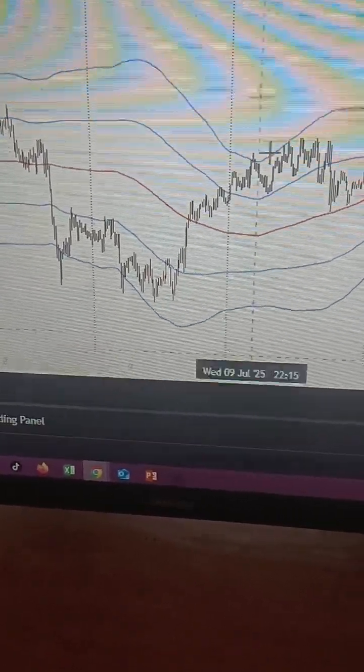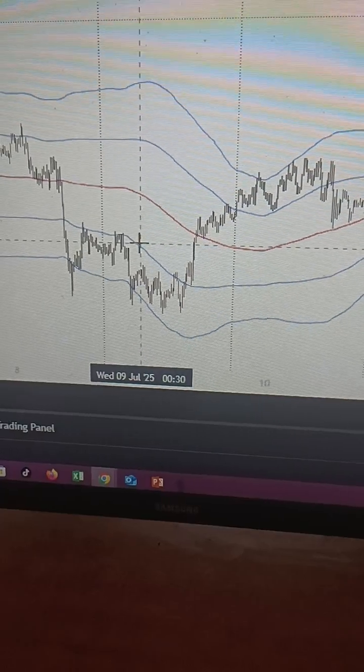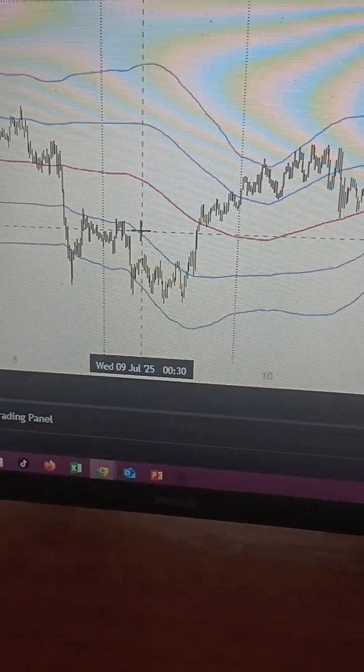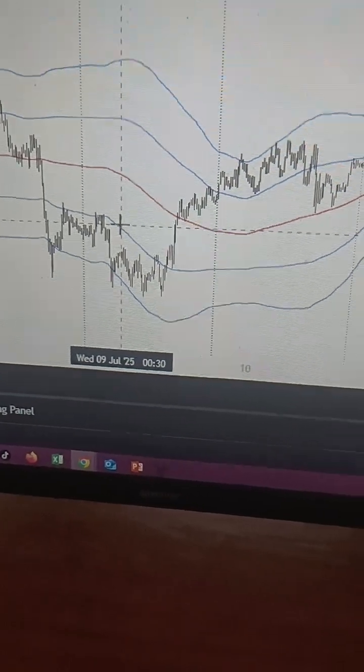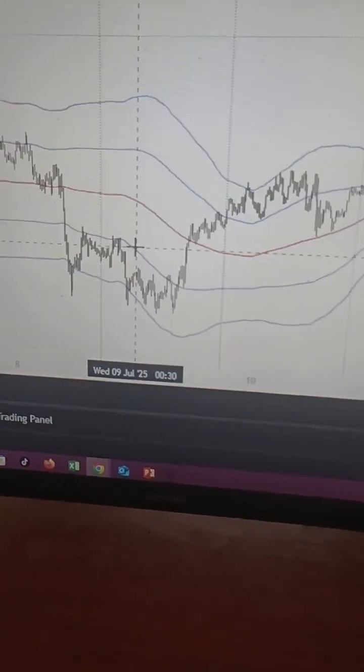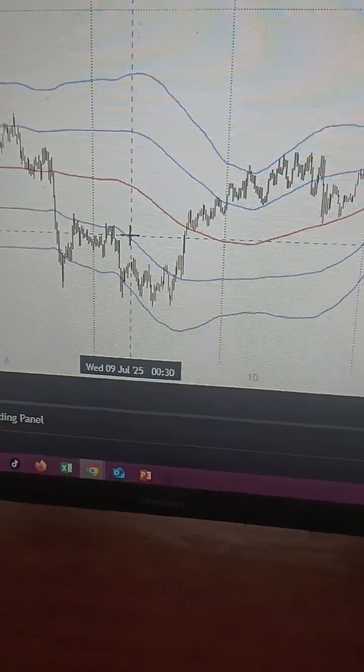So this one can really help you if you are a beginner. It can guide you on what to do, or if you are struggling with the EMAs and you have tried EMAs and they are not working for you, you can try this one.